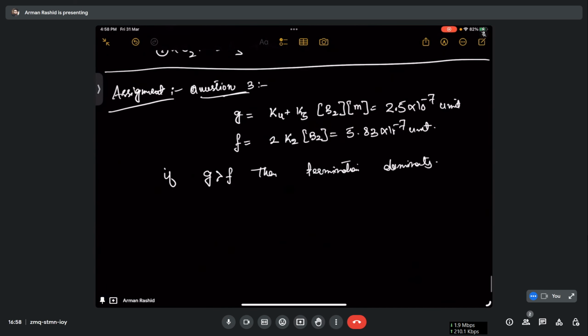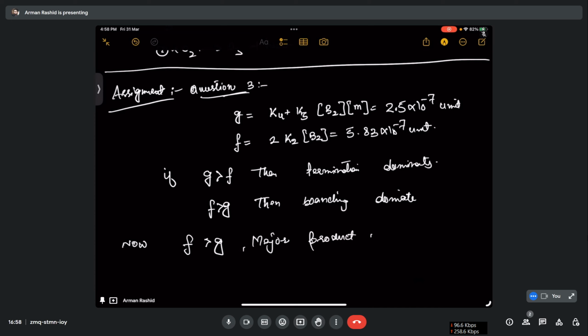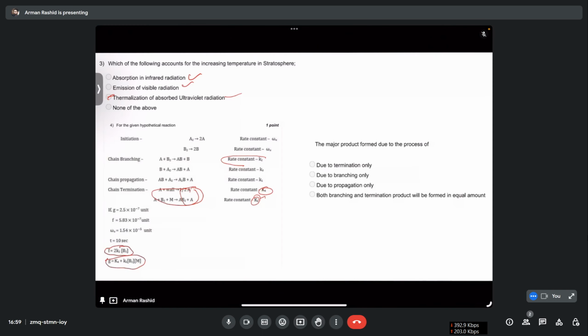But if F is greater than G, then branching will dominate. Now as is written from this, F is greater than G. So this is 5.87 into 10 to the power minus 7. So what will happen is the major product will be formed due to branching, right? So that is the answer. So the answer is B. B is the answer.